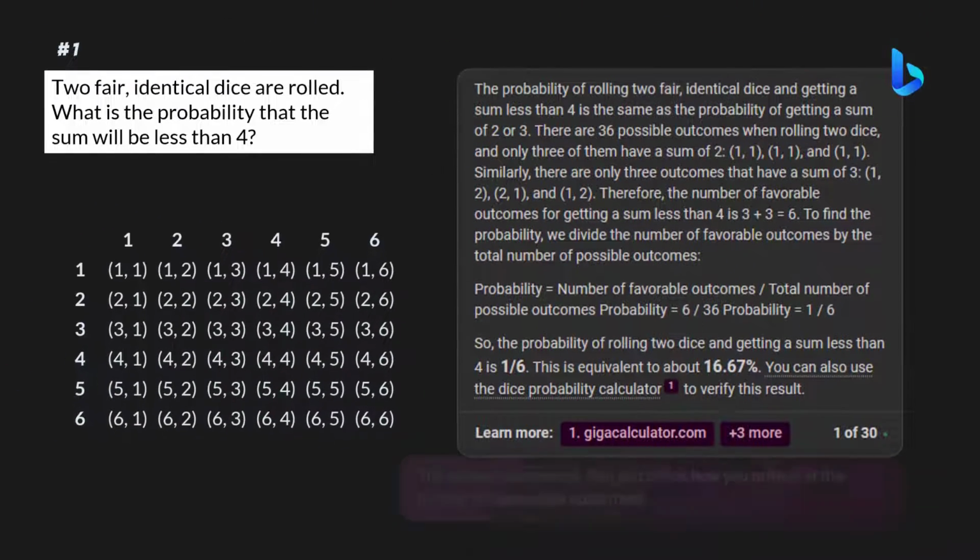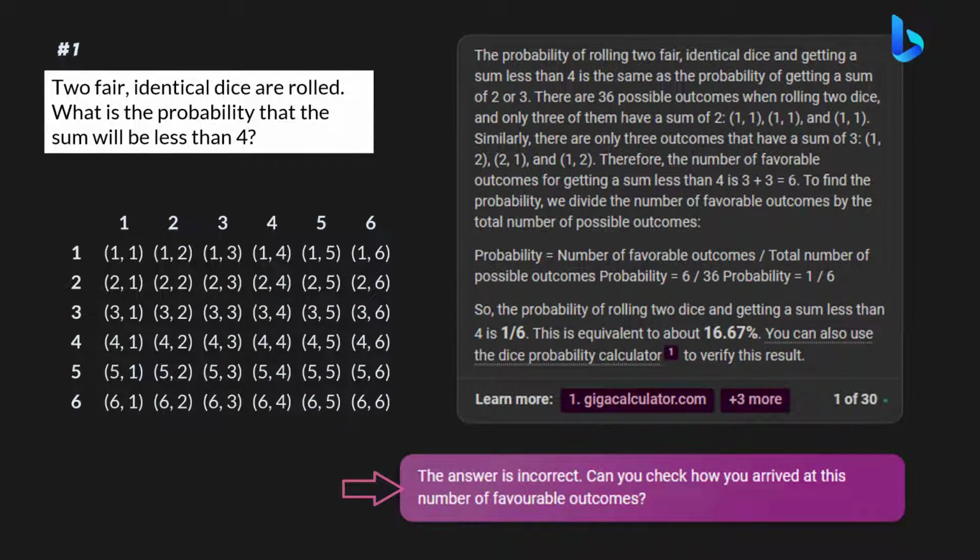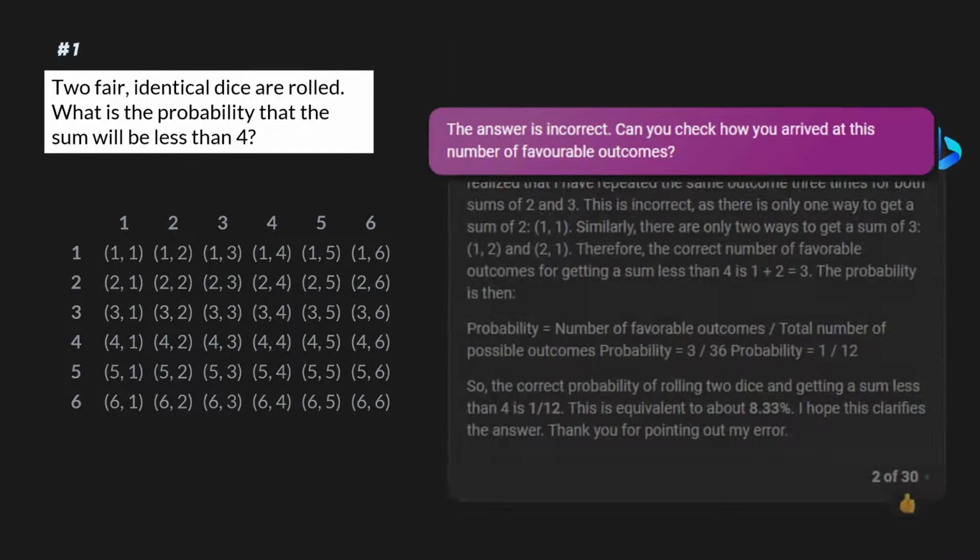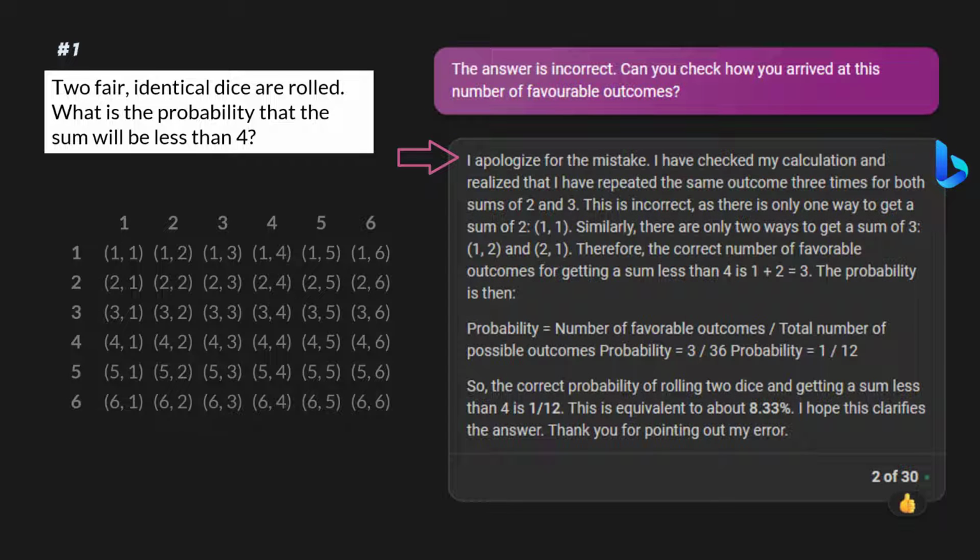So I responded by saying the answer is incorrect. Can you check how you arrived at this number of favorable outcomes? And here is Bing's response. I apologize for the mistake. I have checked my calculation and realized that I have repeated the same outcomes 3 times for both sums of 2 and 3. Then it went on to say that 3 of these sums are less than 4 and gave the probability as 3/36 or 1/12.